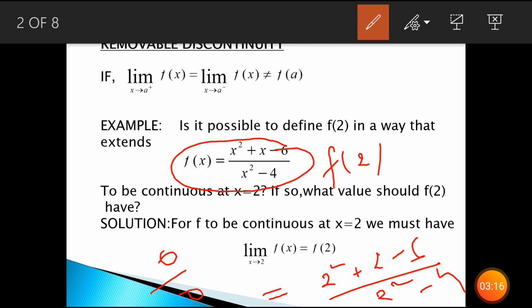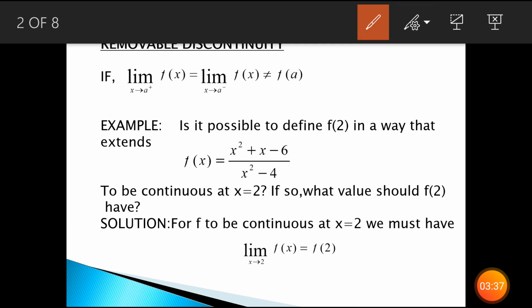Now you want to show that the function is continuous at x equals 2. Continuous means you want to show that the limit as x tends to 2 is equivalent to the functional value, that is f(2). But f(2) is creating a problem here. So how to solve this problem? This is our question. Now let's see in the next slide how we are going to solve this.